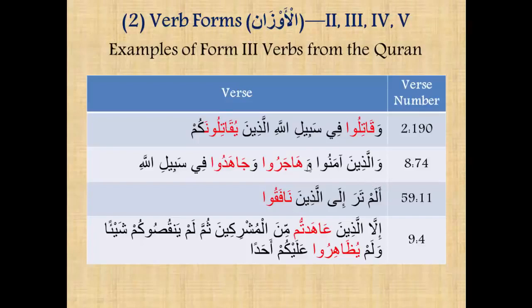وَالَّذِينَ آمَنُوا وَهَاجَرُوا وَجَاهَدُوا فِي سَبِيلِ اللَّهِ. Hajara and jahada, form 3 verbs. أَلَمْ تَرَ إِلَى الَّذِينَ نَافَقُوا. نَافَقَ, form 3 with the alif. إِلَّا الَّذِينَ عَاهَدْتُمْ مِنَ الْمُشْرِكِينَ ثُمَّ لَمْ يَنْقُصُوكُمْ شَيْئًا وَلَمْ يُظَاهِرُوا عَلَيْكُمْ أَحَدًا. عَاهَدَ: we have عَاهَدْتُمْ conjugated for أَنْتُمْ in the past tense. And then we have يُظَاهِرُوا. So these are all form 3 verbs taken from the Qur'an.